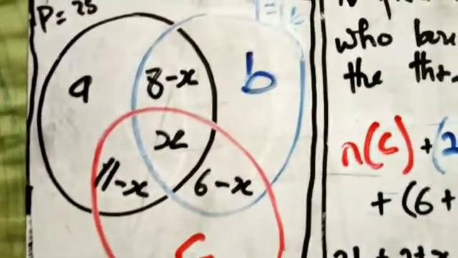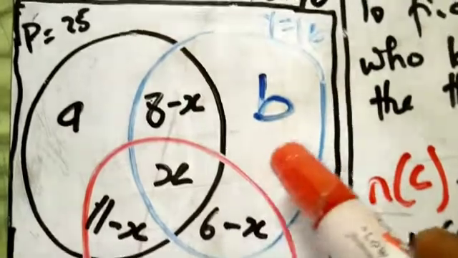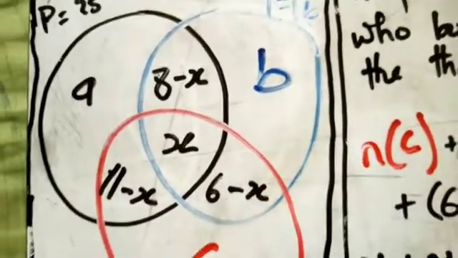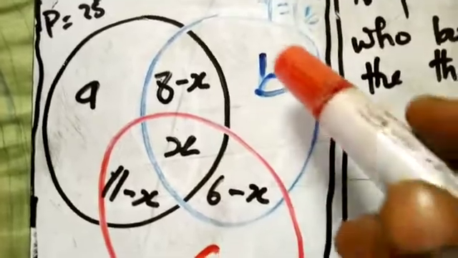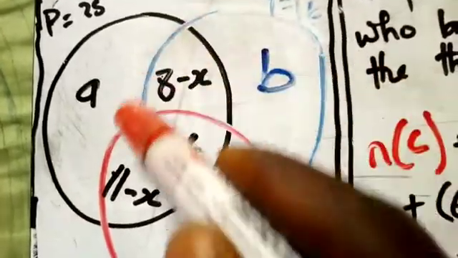Okay, then the same thing applies to the B and the C, right? These people bought yam only, this portion here. So all I have to do is add everything in the blue portion.